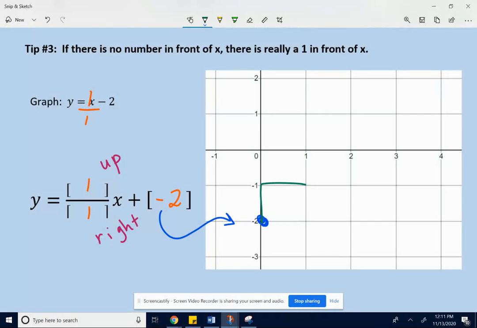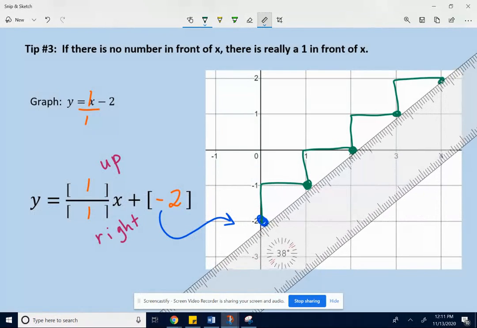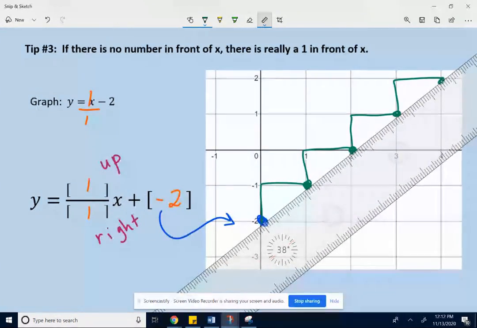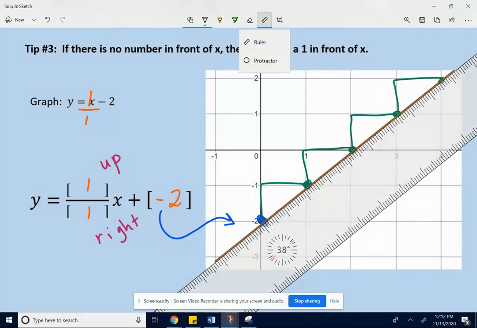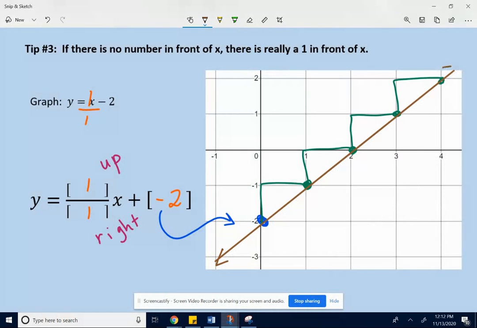Up 1, right 1. If you have enough room on the graph, you can keep doing that as many times as you want. However many times you do it, you just need 2 points to draw your line, because it goes on forever in the direction anyway, so you'll be good. I'm going to draw a straight line through the points, and draw my arrows on the end to show it goes on forever and ever in both directions.